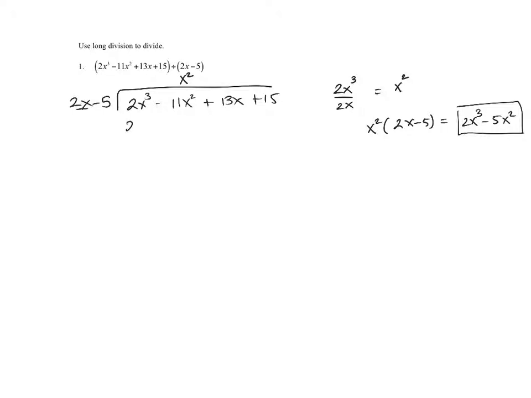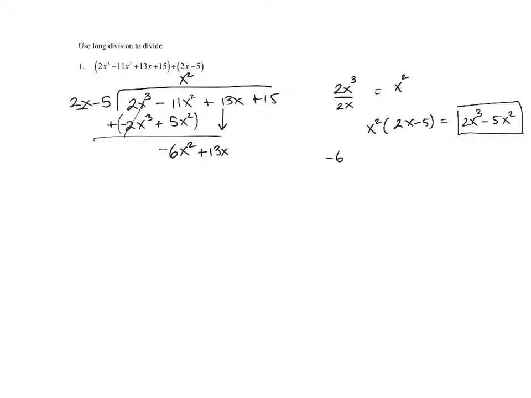So we're going to take that 2x cubed minus 5x squared, and we're going to just subtract that whole thing. When you subtract, you add the opposite of each of those signs. So then these would add up to 0, and I've got negative 11x squared plus 5x squared, which would give me negative 6x squared. And then we carry down the 13x.